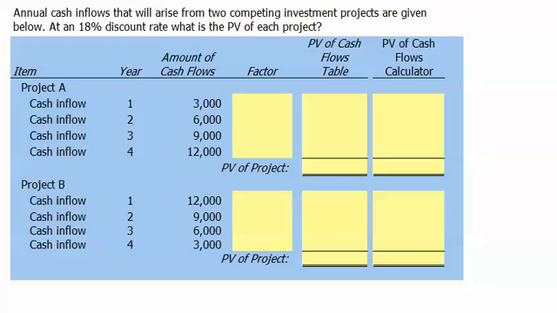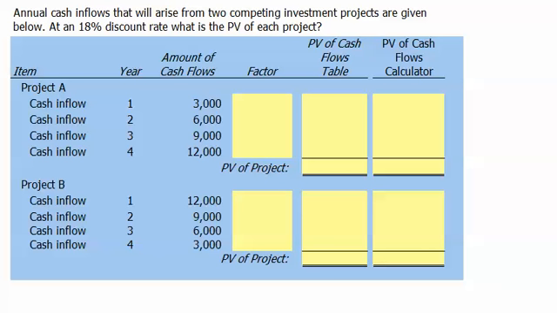Annual cash inflows that will arise from two competing investment projects are given below. At an 18% discount rate, what is the present value of each project? Notice both projects A and B have unequal cash flows over a 4-year period, years 1 through 4.